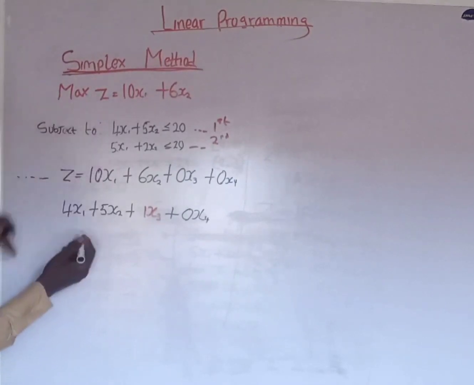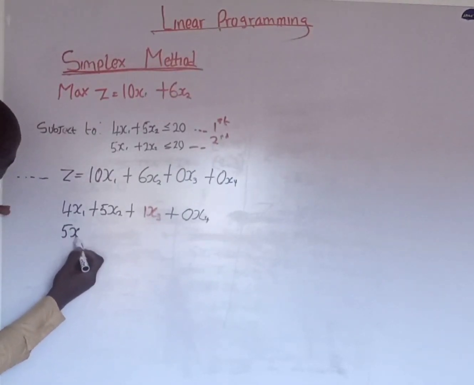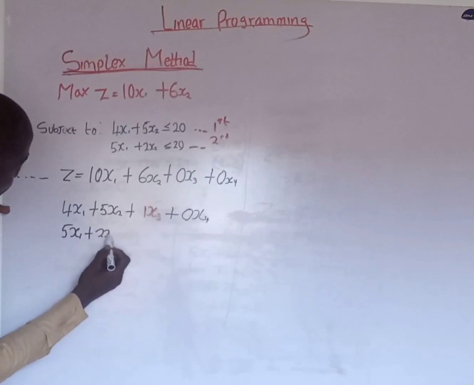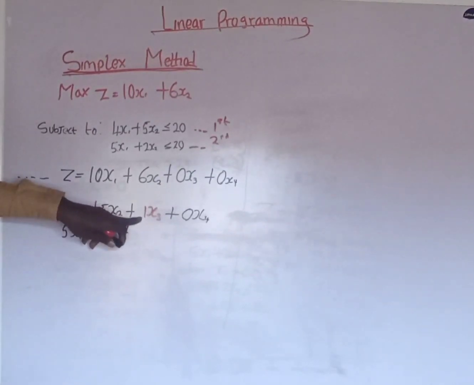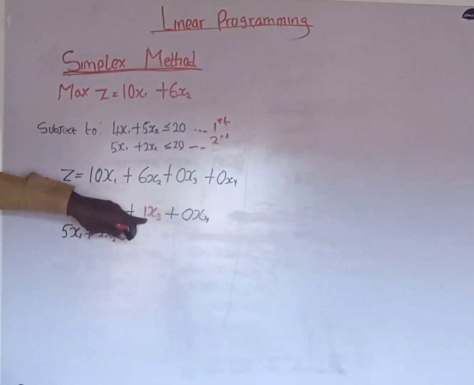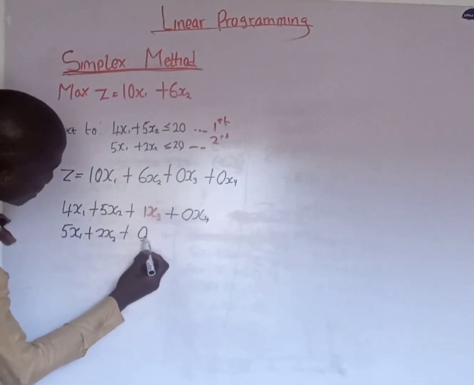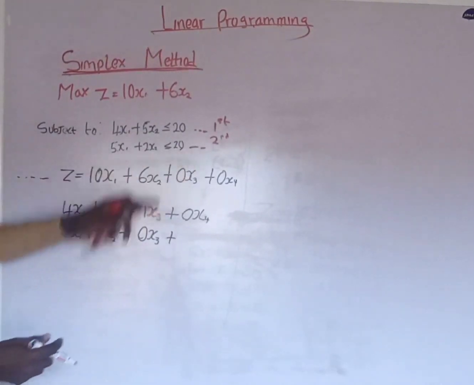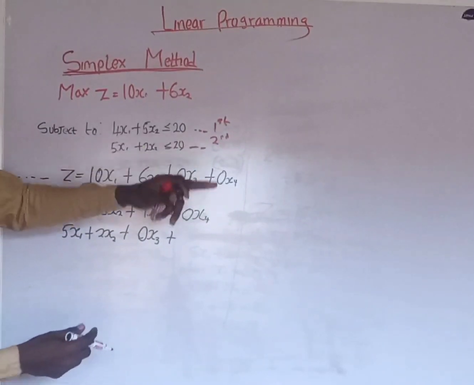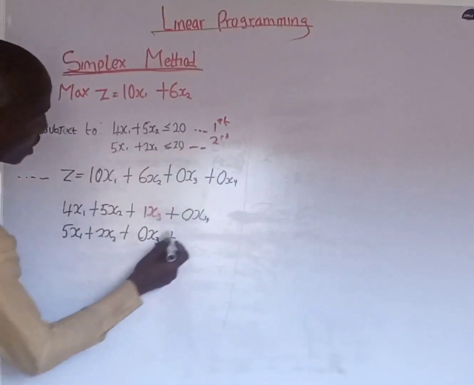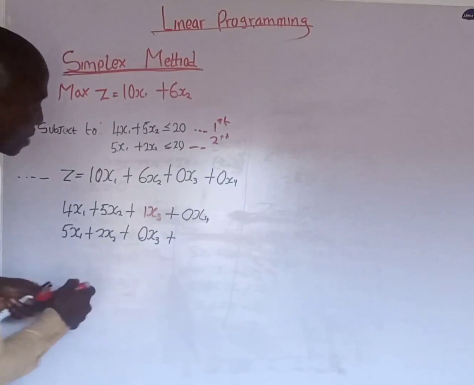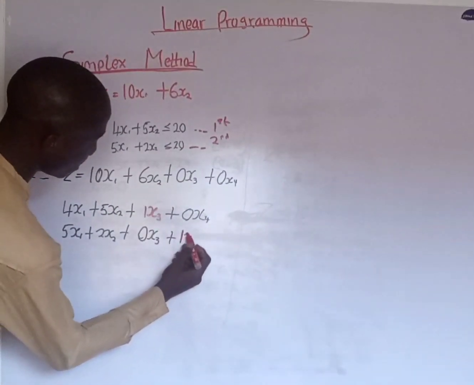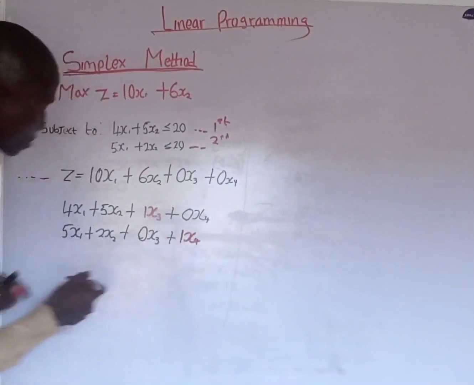This is the second constraint, so I'm going to be having 5x1 plus 2x2 plus, now for this one, because this is for the first one, this one is going to take an insignificant value, which is 0x3 plus. Then for the second one, because the second slack variable belongs to the second constraint, this one also will assume a significant value, which is 1. So I'm going to be having 1x4.